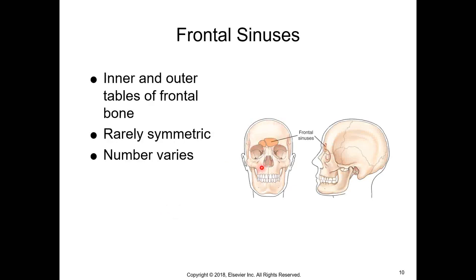Frontal sinuses up here. Inner and outer tables of the frontal bone, so they're just located within the frontal bone. They're not really symmetric, and the number of them can vary. You can have 2, you can have 3, 4, however the little bubbles show up. There's no real rhyme or reason to how they develop.